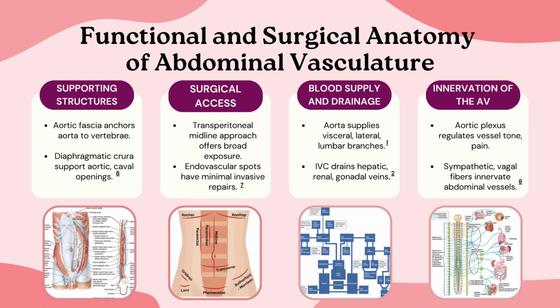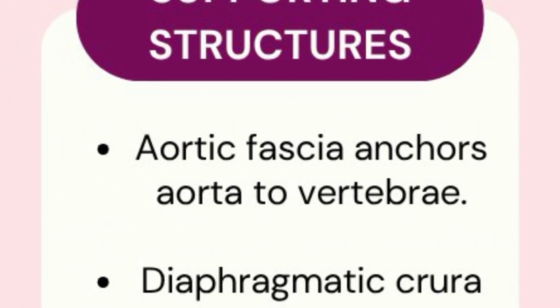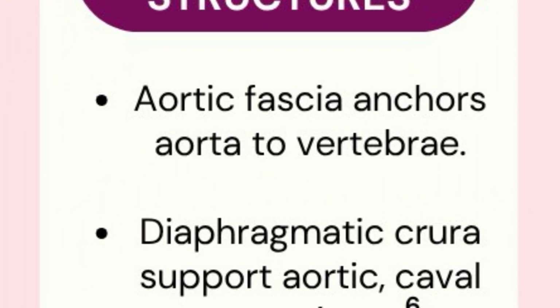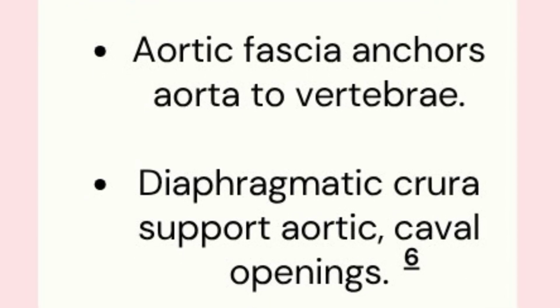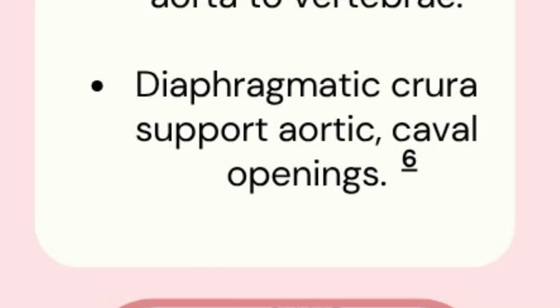Having explored the aorta and IVC segments and layers, we now examine their supporting structures. Aortic fascia anchors the aorta to prevertebral tissues. The mesenteric root supports the superior mesenteric artery and lymphatics. The median arcuate ligament crosses the celiac trunk, while diaphragmatic crura encircle the aortic and caval openings.